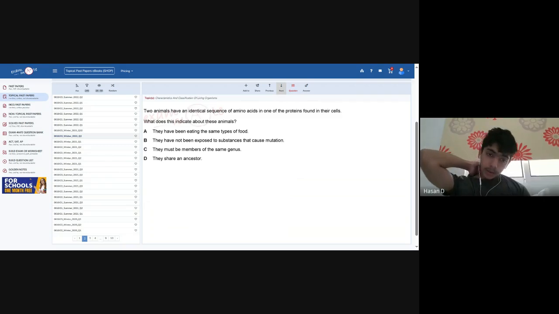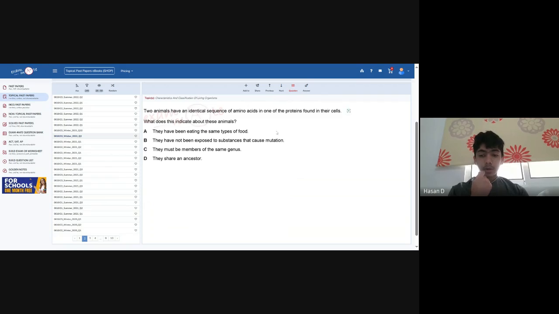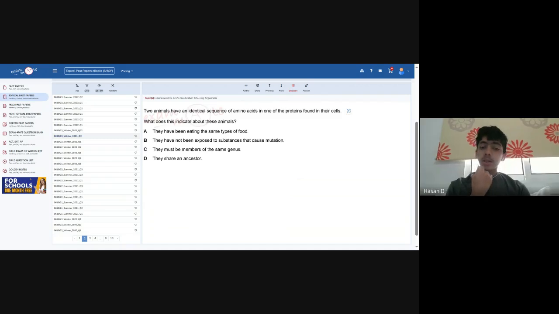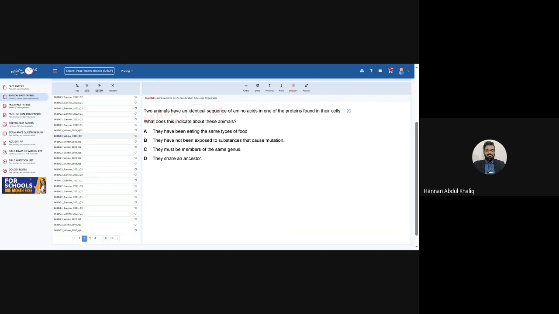Two animals have an identical sequence of proteins. I think it's C, but I'm not sure about this question. They must be members of the same genus. They share an ancestor. These are two very close options. C would be more technical and biological. D is very vague. Yes, I guess I would also go with C. Let's find out. It's D. They share an ancestor.